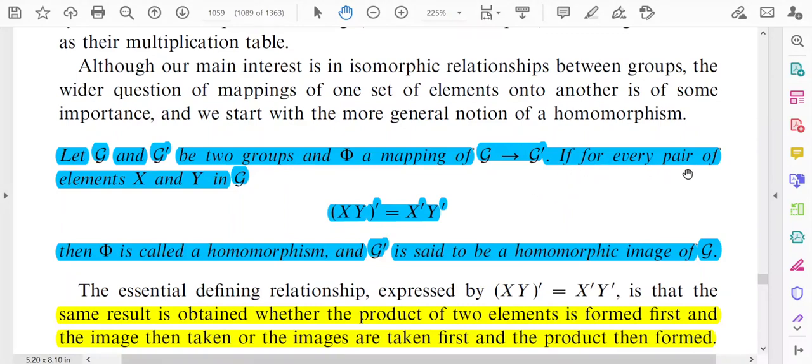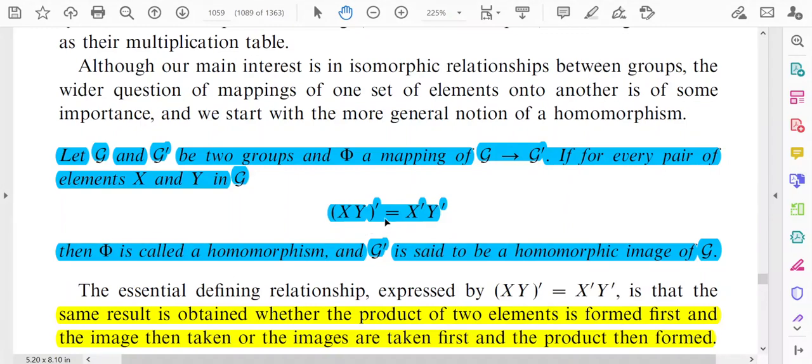If for every pair of elements x and y in G, so we are taking two elements x and y, so x and y are the elements in G, and the mapping occurs in such a way so that (xy)' is equal to x'y'. Here prime actually means image of x.